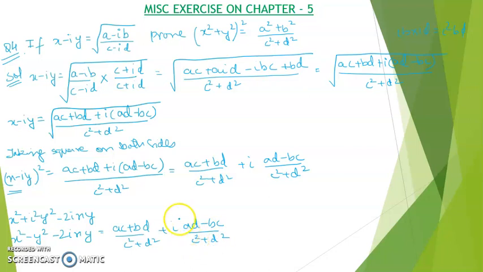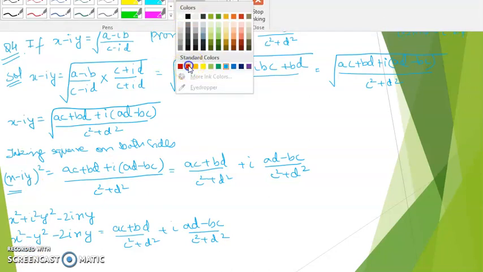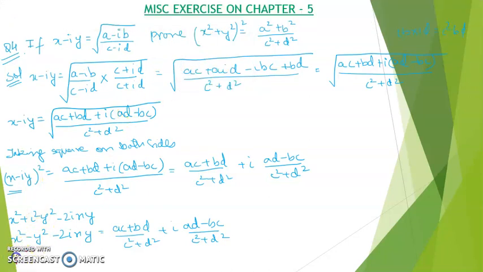I hope you have followed till here, students. Now I can compare real part and imaginary part. So x square minus y square is your real z. Let me change things so it will be easy for you to differentiate. So this is your real part, this is your real z, and this is your imaginary because i is here. Compare this. So this is your real z and this is your imaginary z. Followed, students? Have you followed the difference?